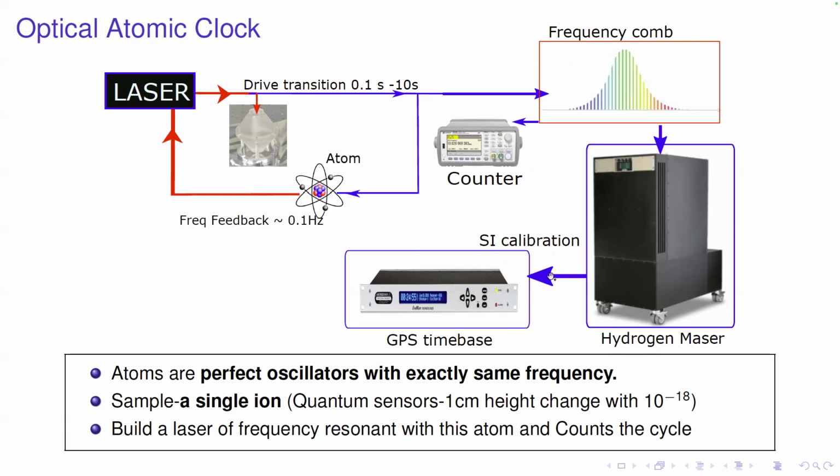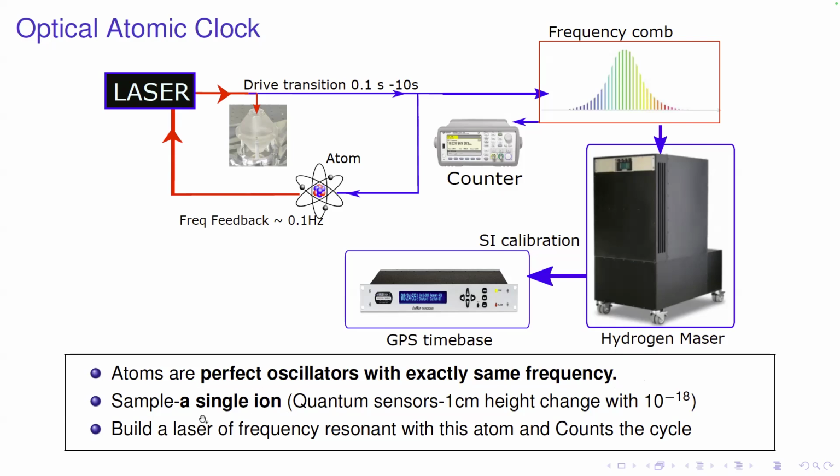This is how we do the measurements. We have a laser, but it has to be compared internationally through this GPS time-based system of international calibrations. What are some advantages for atoms? What we have here in the atomic clock is a perfect oscillator that we all know.